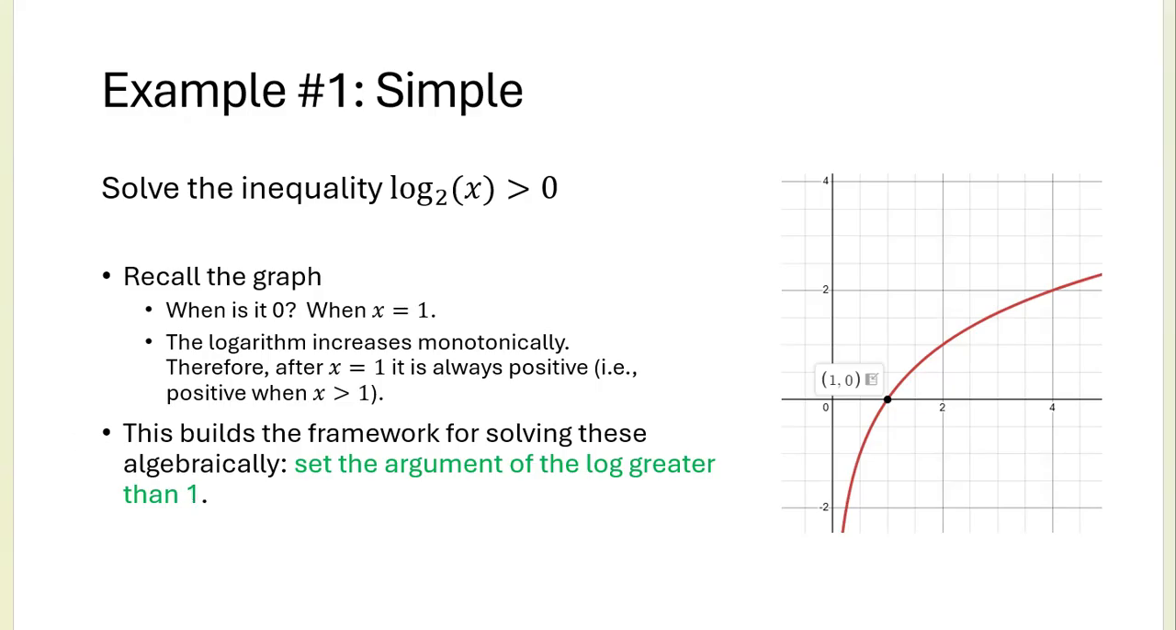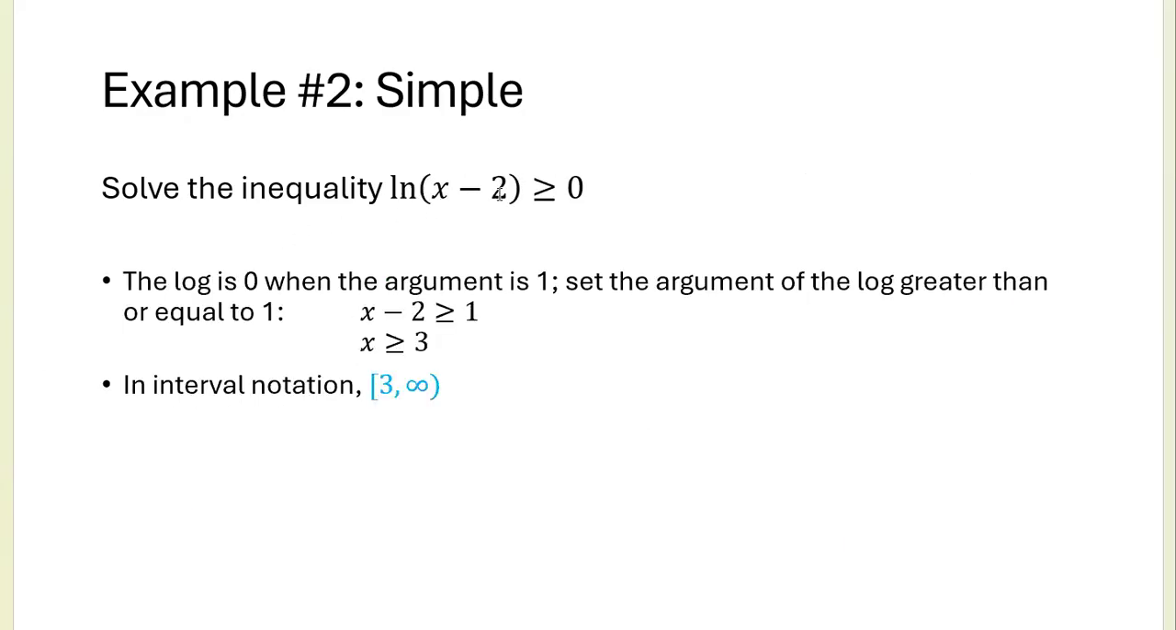Let's do the next example, which is just a variation of that one. ln of x minus 2 greater than or equal to 0. We want to solve this inequality. So what do we do? We use the algorithm we just made up. We set the argument of the log, which is x minus 2, greater than or equal to 1. Why do we do that again? Because log of 1 is 0.